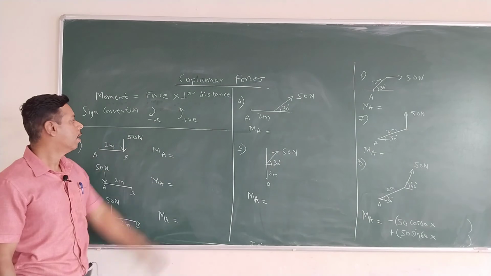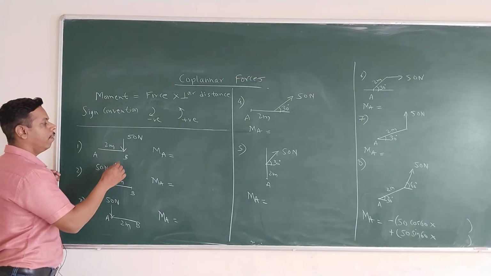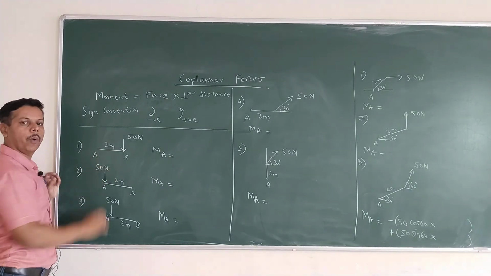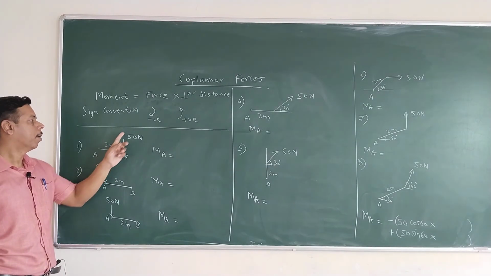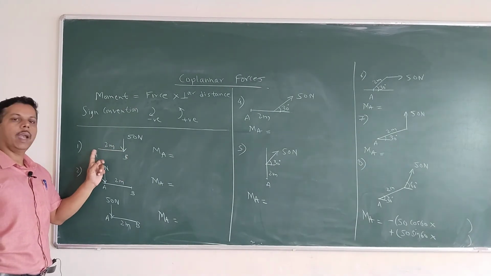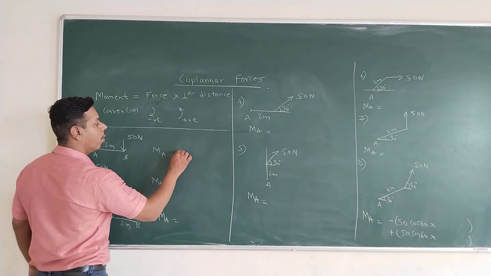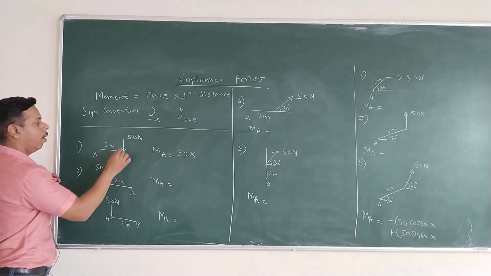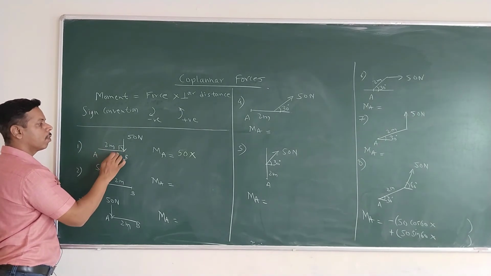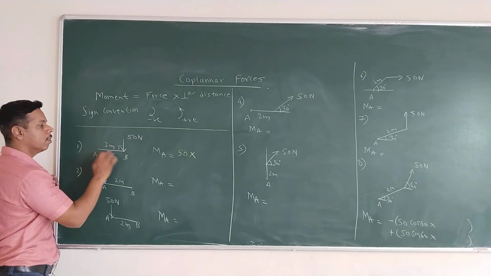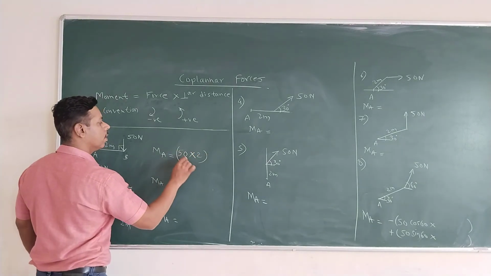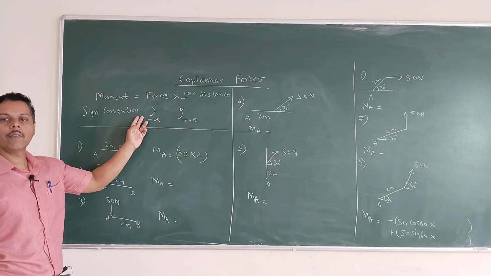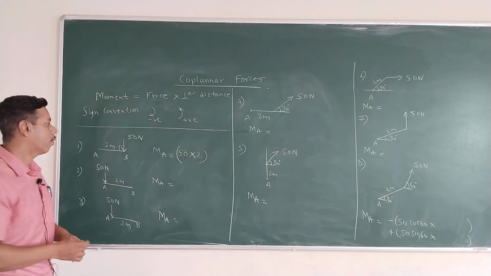So if a vertical force of 50 Newton is there, 2 meter away from point A, we want to find the moment of this force at point A. So the formula is force into perpendicular distance. The perpendicular distance of 50 Newton from point A is 2 meter. So this will be the moment, but the sign convention is clockwise negative, anti-clockwise positive.